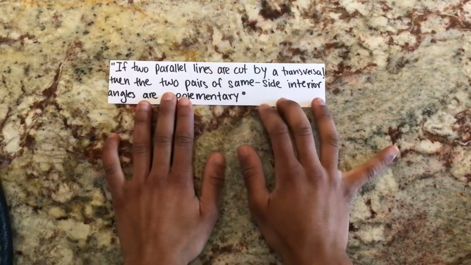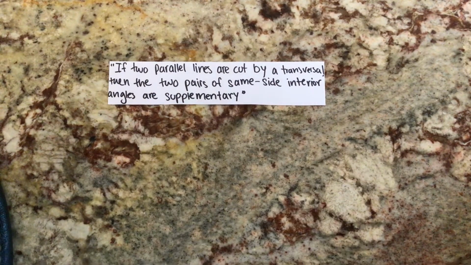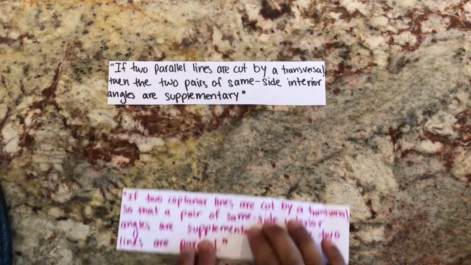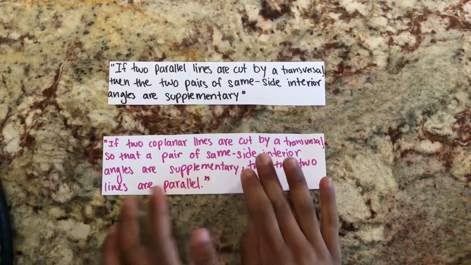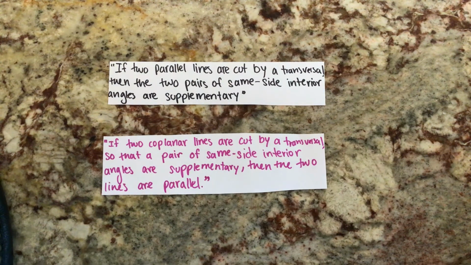Okay, let's move on to the converse of this theorem. If you have been following along with the rest of my transversal videos, you may be able to pause this video and guess what the converse of the same side interior angle theorem is. But let's first put the original theorem in words. The theorem states, if two parallel lines are cut by a transversal, then the two pairs of the same side interior angles are supplementary. And the converse states, when we flip the two subjects, if two coplanar lines are cut by a transversal so that a pair of same side interior angles are supplementary, then the two lines are parallel.